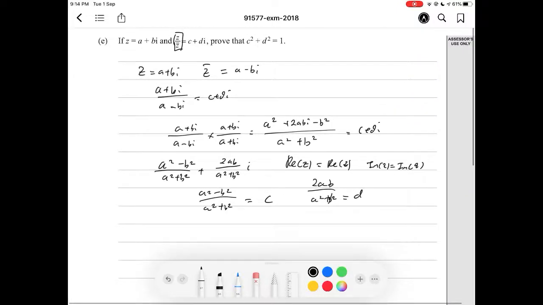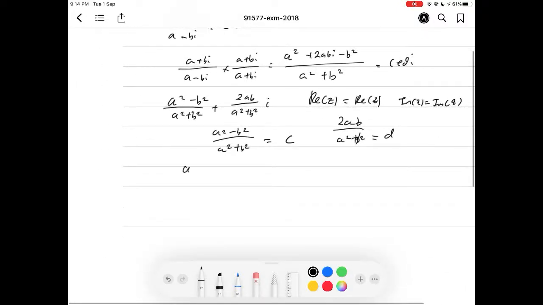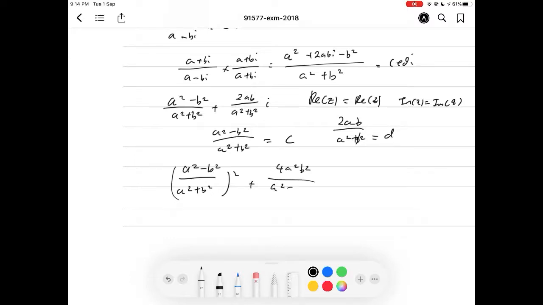And what we want to prove is c squared plus d squared equals 1. So a squared minus b squared over a squared plus b squared, all squared, plus 4a squared b squared over a squared plus b squared. Okay, so we're going to prove that this equals 1. So this becomes a to the power 4 plus b to the power 4.